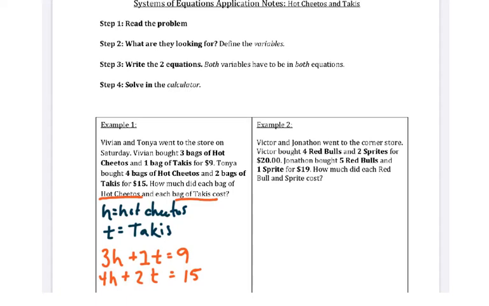So now that you have 2 equations, you can type this into the calculator and you are going to end up with the answer. So go ahead and type that in the calculator. Go to Menu, Algebra, Systems of Equations, and then type those in. Instead of XY, you can change your variables to HT. So when you type it in, you can use the letter H for hot Cheetos and the letter T for Takis.